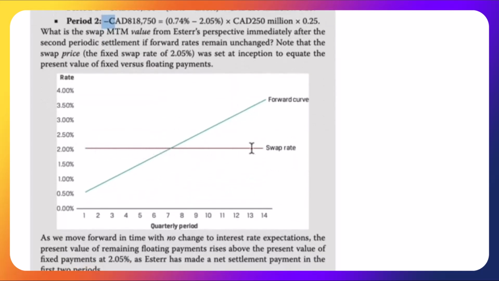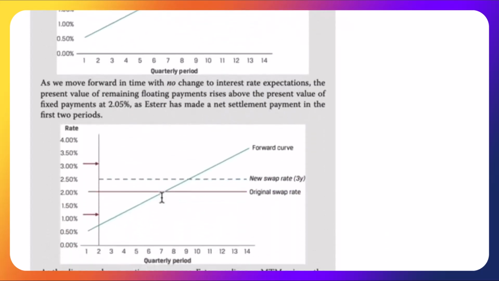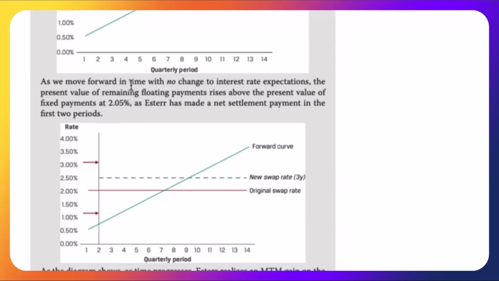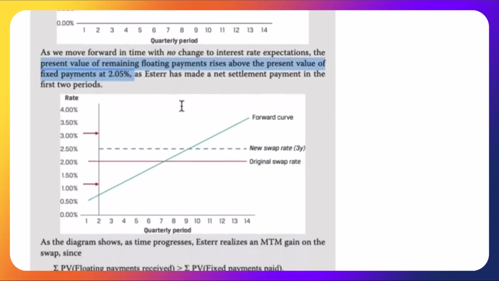This is just showing you the swap rate, and it's showing you the forward curve. And at period 1, we paid this rate up here. We received this. Same with period 2, 3, 4. It's not until period 8 where what we receive is above what we pay. Well, the first one is gone and the second one is gone. So it's asking us, what is the value immediately after these two are gone? As we move forward in time with no changes to interest rate expectations, the present value of the remaining floating payments rises above the present value of the fixed payments at 2.05 as Esther has made a net settlement payment in the first 2 periods.